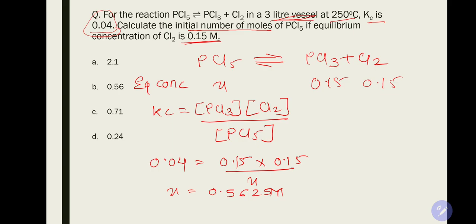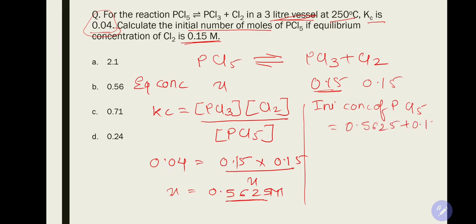Now what is the initial concentration of PCl5 then? Because this is at equilibrium, if it is this much at equilibrium, what will the initial be? That is plus 0.15, because it decreases by 0.15 at equilibrium. So what will the initial concentration be? It is 0.5625 plus 0.15, which is equal to how much?